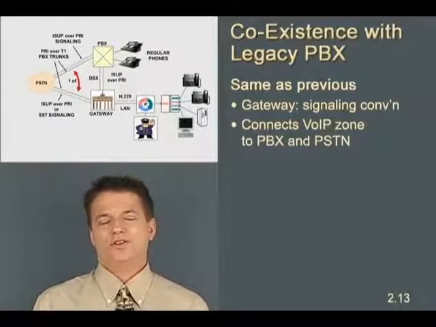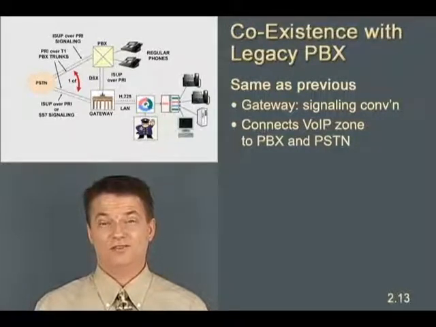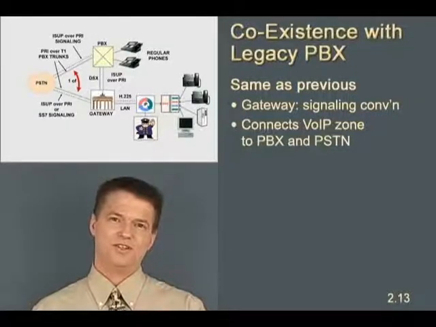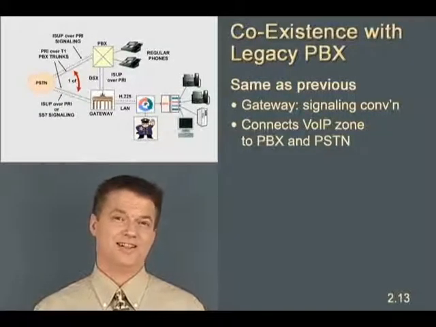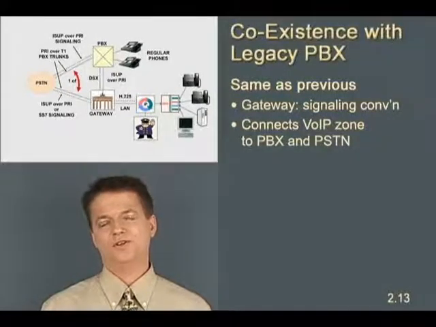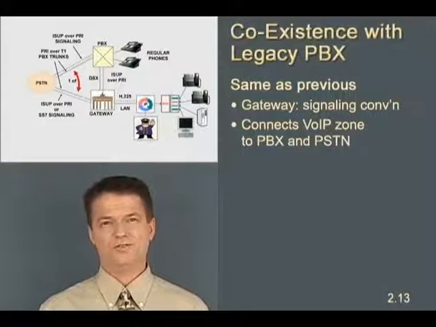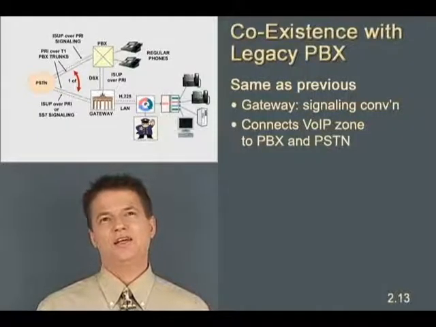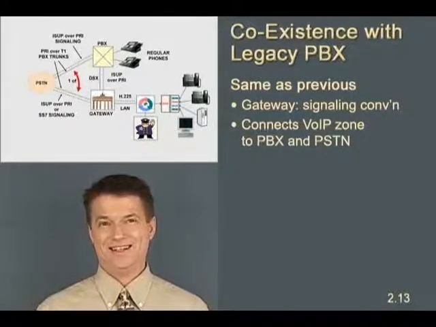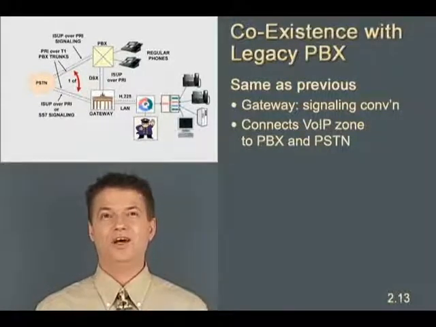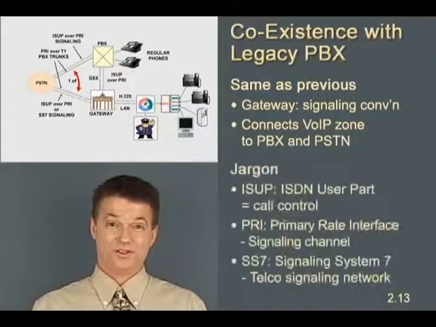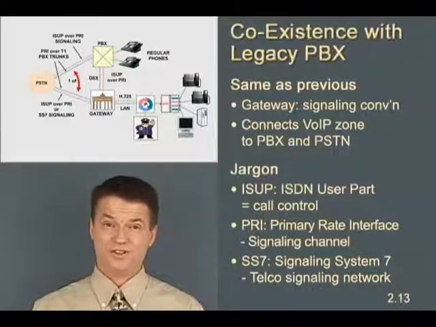And what we would do is we would have a trunk interface on the PBX and connect the voice over IP system to the PBX using an ISDN PRI connection. And then if somebody on the voice over IP system wanted to make a phone call to the outside world, they'd end up going through the PBX and then out over the existing connection to the telephone company, where we've probably got a PRI connection with the ISUP signaling on channel 24, as we just discussed.